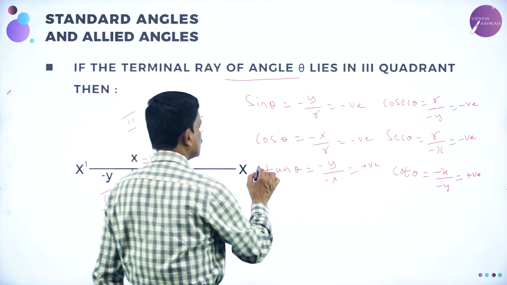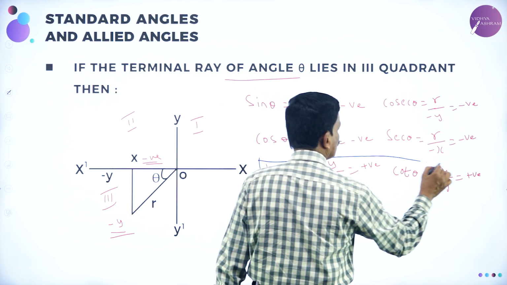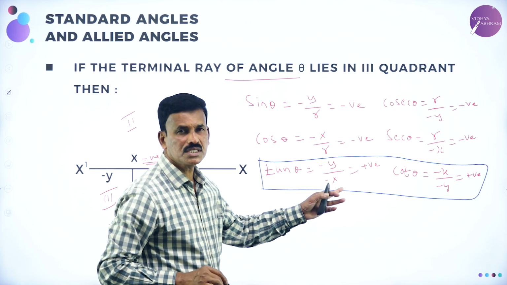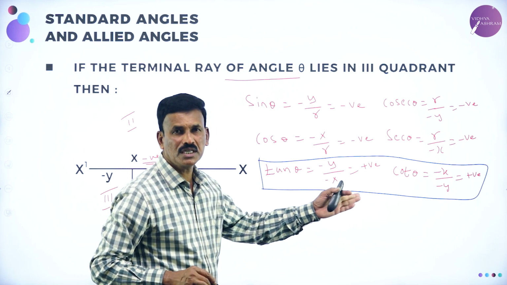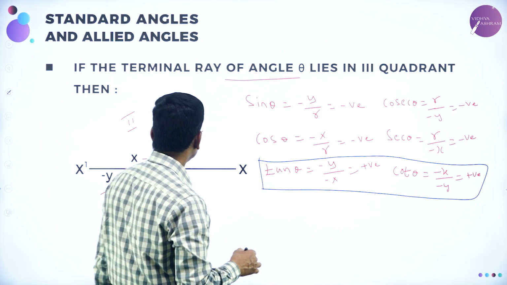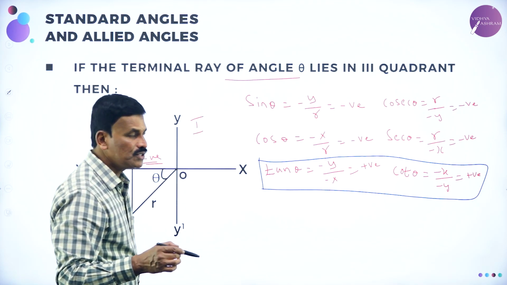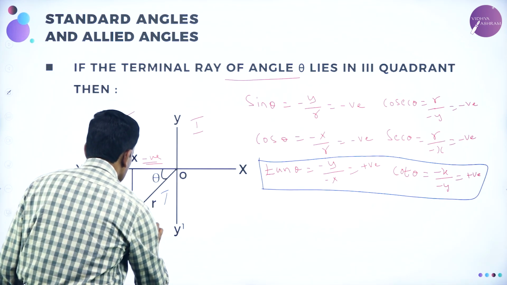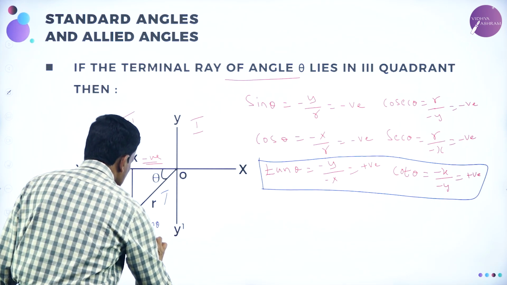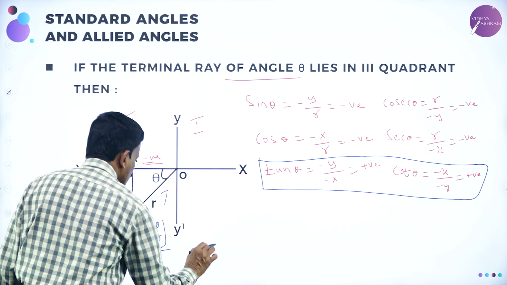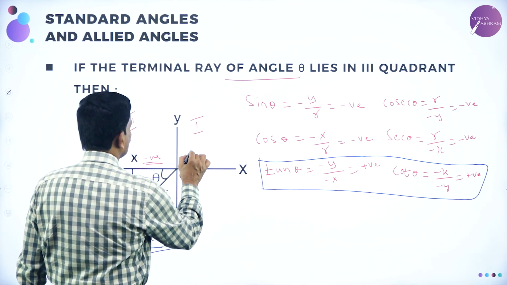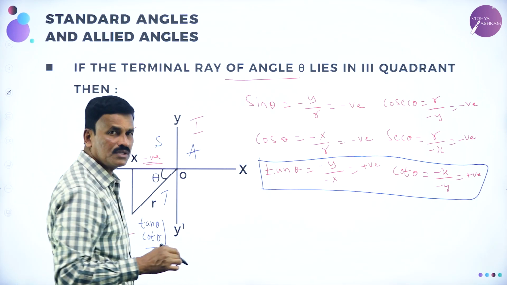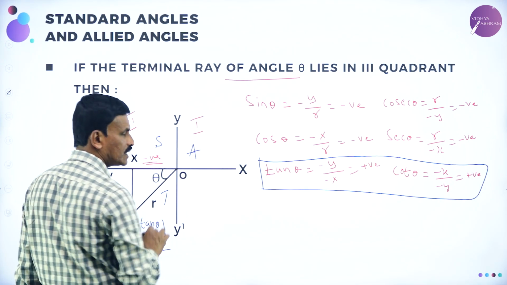So, here tan theta is positive and cot theta is also positive, because it is the ratio of two similar quantities, negative by negative, it is a positive one. So, therefore, in the third quadrant, tan theta and cot theta are positive, that is tan theta and the reciprocal of tan theta, cot theta, are positive. So, what do you say? In the first quadrant, all are positive. In the second quadrant, sin theta is positive, and in the third quadrant, tan is positive.